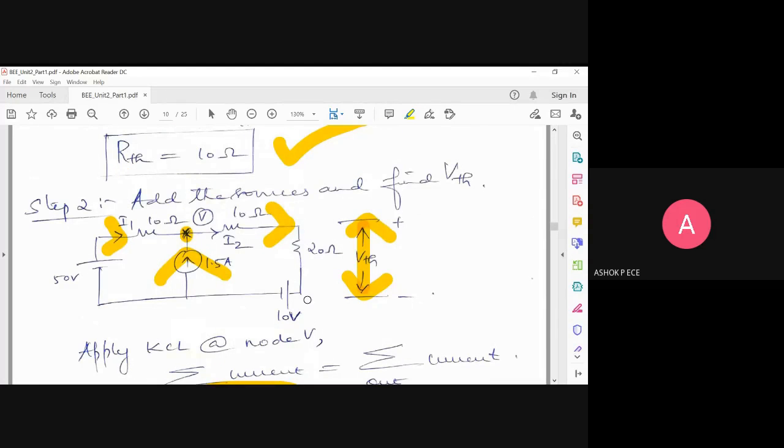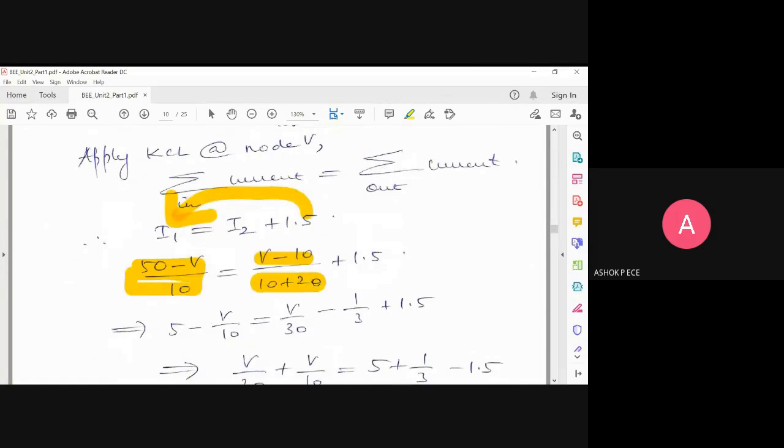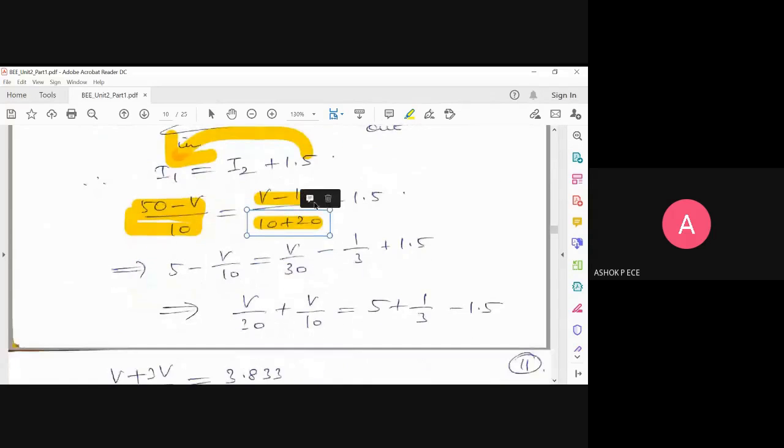See, in this path, you have two resistances in series. So you have to add them, 10 plus 20. Here, students will make a mistake. They will write only 20 and leave it, which is wrong.